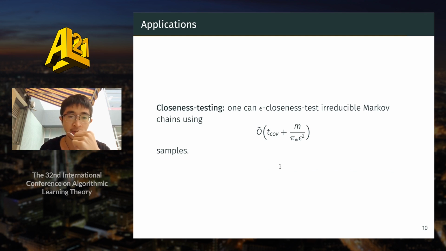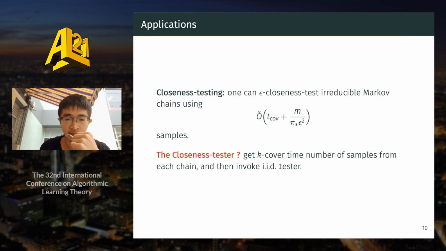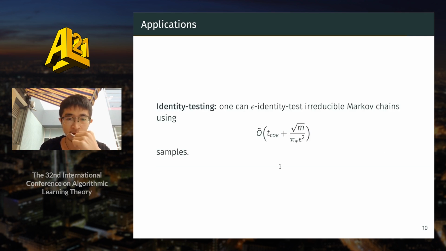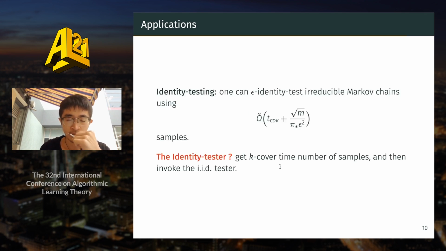And we are also able to do closeness testing for irreducible chains using these many samples. And what is the closeness tester? Again, it simply gets kcover time number of samples from each chain, because there are two chains. And now we can invoke the IID tester for each state. And identity testing as well. We just get kcover time number of samples and then invoke the IID tester.